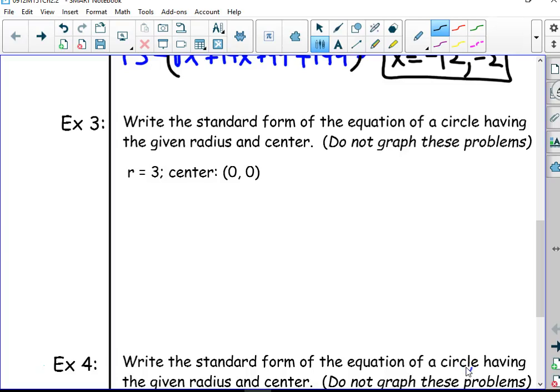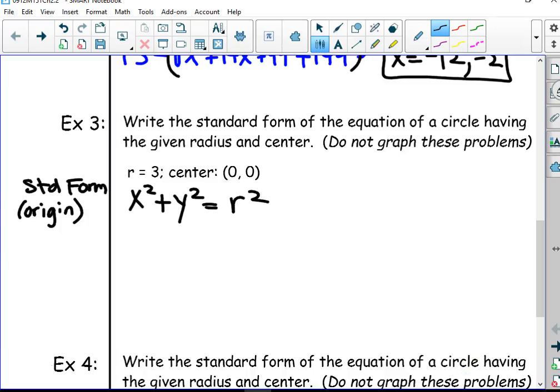So the standard form of a circle that is at the origin looks like this. It's just x squared plus y squared equals r squared. All right, so x squared and y squared stay the same. We're just going to plug in the r squared. It's hard to believe that it's actually that easy, but it is.